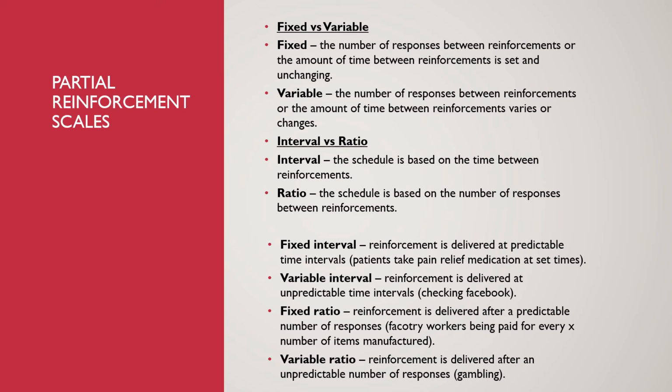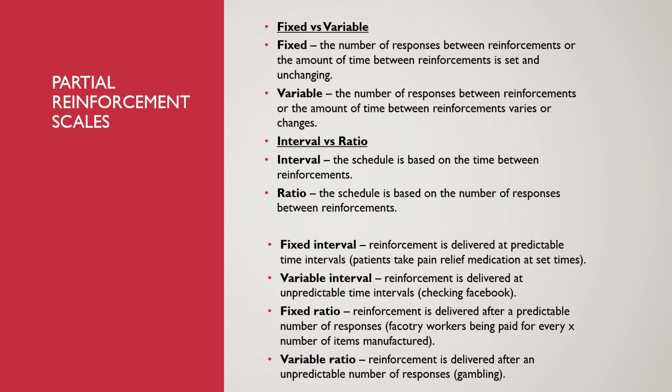So let's first look at this phrase, fixed. This means that it is predictable. And then we have the phrase variable, which means it changes, it's variable. And then we have interval, which means that the schedule is based on time. And then we have ratio, which means it's based on the number of responses, performance, what the person or animal does. So now we see that there are 4 different types of partial or intermittent schedules of reinforcement. We have fixed interval, variable interval, fixed ratio, and variable ratio.